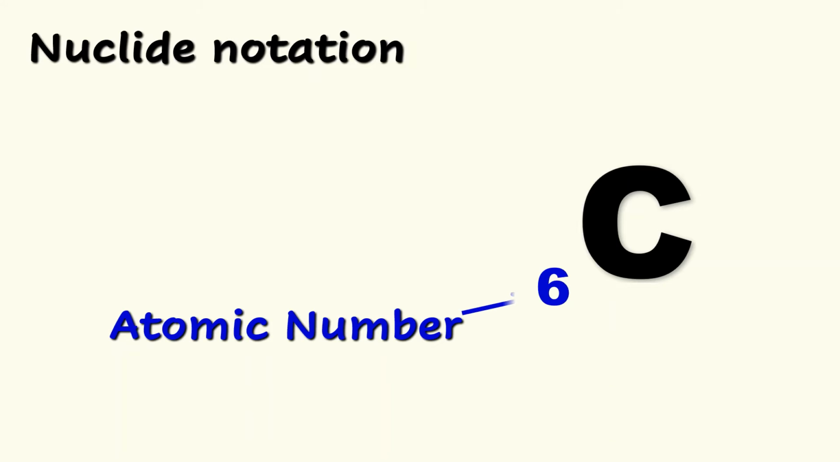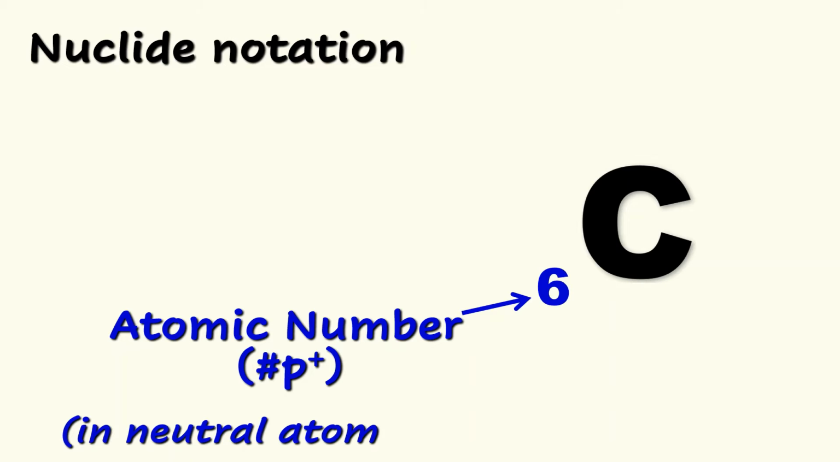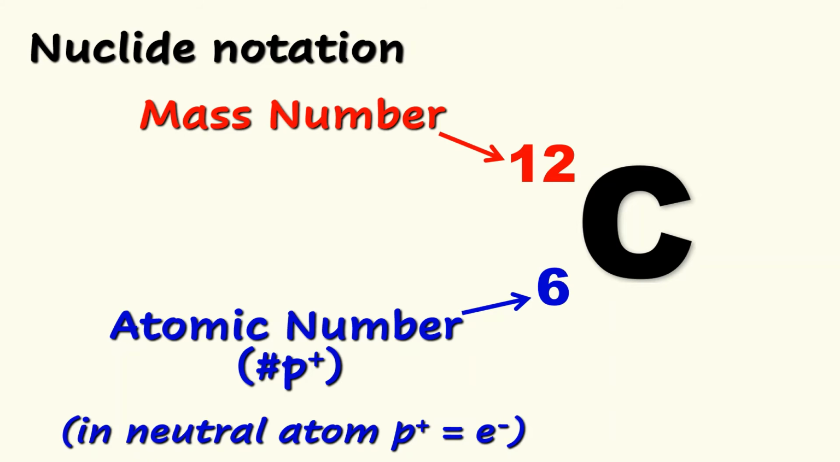And with these, you would have the symbol of the element, and in the lower left-hand corner, you would have a number which will represent the atomic number. Remember, the atomic number is the number of protons, and if it's a neutral atom, the number of protons and electrons would be the same. You'll also see a number in the upper left-hand side. That's going to be the mass number. Remember, mass number is the number of protons plus the number of neutrons.